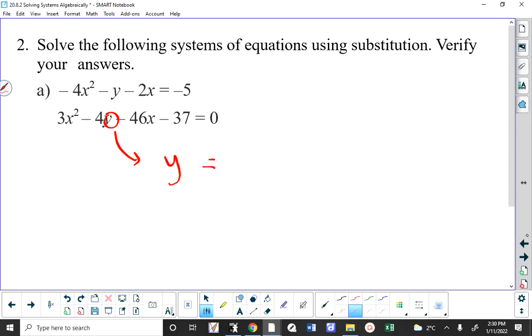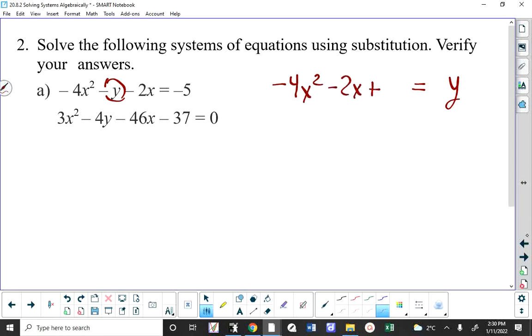I'm going to end up having x squared and x, and I'm going to divide by 4, so I'm going to have numbers like 37 over 4. It's very difficult to rearrange that equation for y. It's going to be much easier to rearrange this equation for y. Very easy, in fact. All I have to do is move the 4x squared over. Actually, I'm moving the y over. Moving the y to the right, and I will have negative 4x squared minus 2x plus 5.